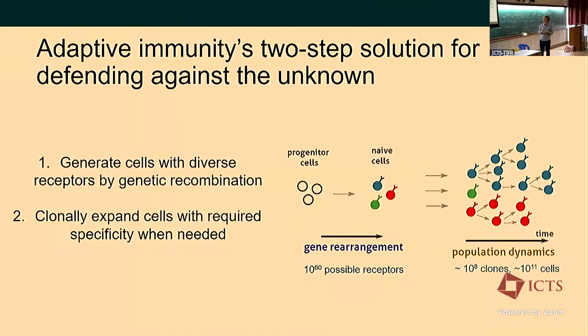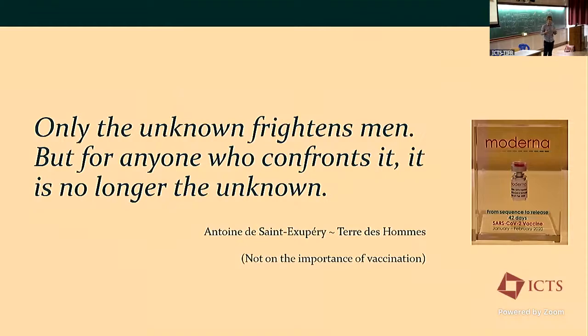And so what's very important with this process of creating random diversity and then selecting upon this is that this allows the adaptive immune system to have memory. And so this is a quote from Antoine de Saint-Exupéry, which sort of says, only the unknown frightens men, but for anyone who confronts it, it is no longer the unknown.